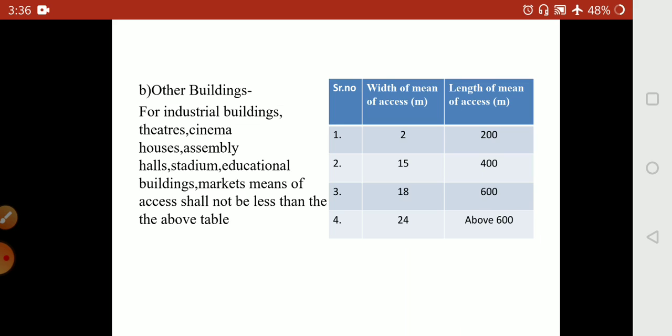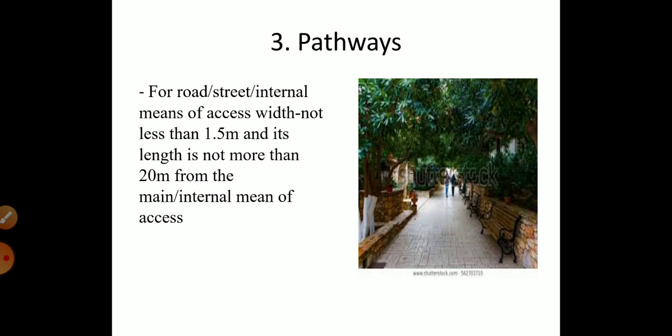Okay, understood the residential building means of access and the other buildings means of access. The next is pathway. So what is the pathway? Pathway means the approach to the building from the road or street or the internal means of access should be through paved pathways of width not less than 1.5 meter, provided its length is not more than 20 meter. That means the width should not be less than 1.5 meter and the length is not more than 20 meter from the main or the internal means of access. If it is provided, then there is a minimum setback of 2 meter between the edge of the pathway and the front wall of the building.